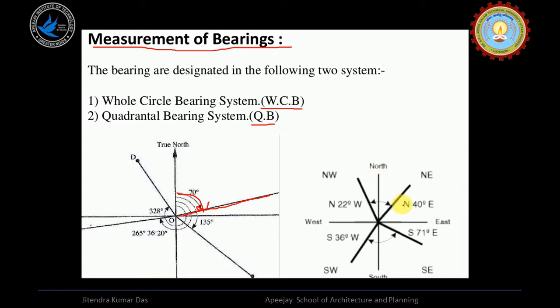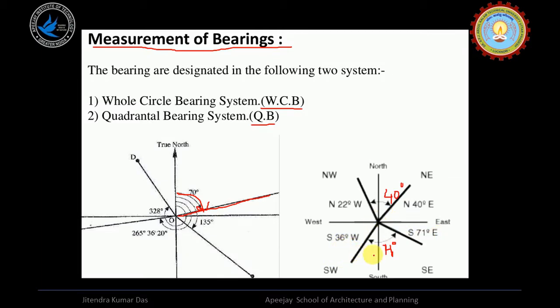Now the quadrantal bearing system. Like this, the angle is 40 degrees. In this case, we can say that the bearing of the first line is north 40 degrees east. Similarly, suppose this angle is 71 degrees. Then we can say that the bearing of the second line is south 71 degrees east.